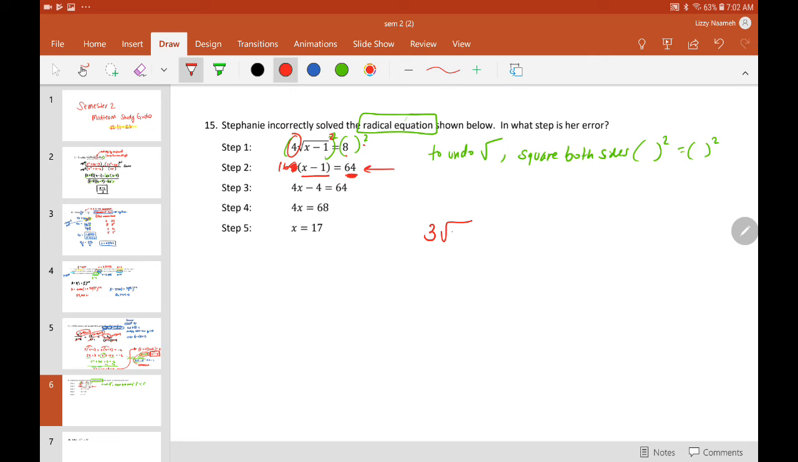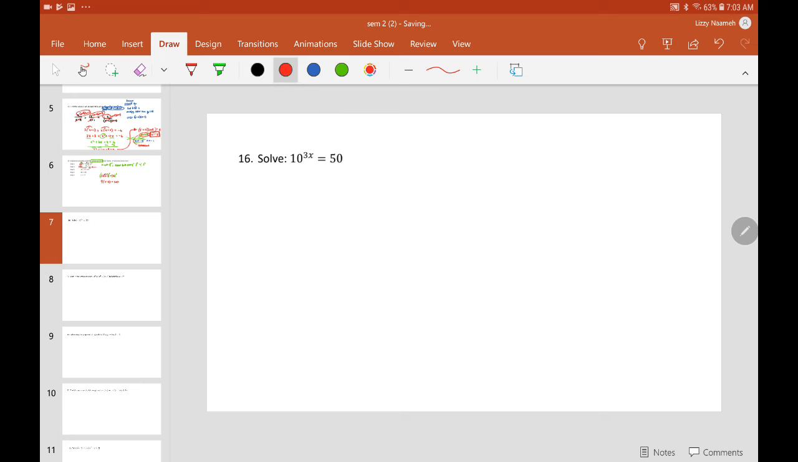So for example, if I have 3 square root x minus 2 equals 10, and I want to square both sides, I should get 3 squared is 9. Square root of x minus 2 squared is just x minus 2. That canceled with this. And on the right side, I would get 100. So watch out for that on your final, on your midterm.